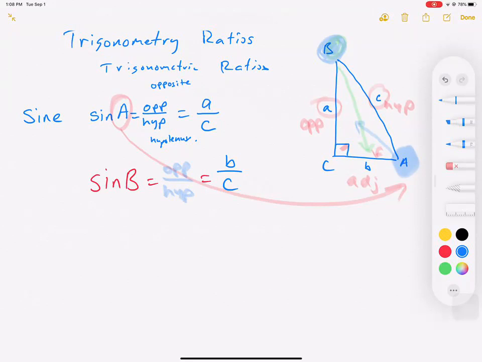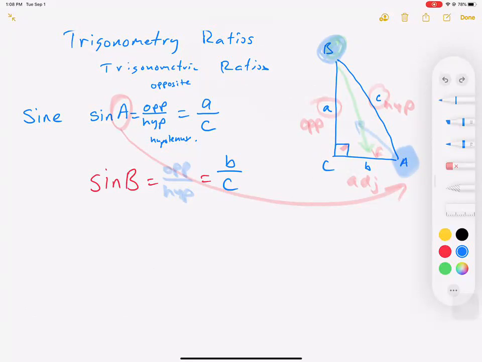We never say angle C, the right angle, because the opposite and the hypotenuse would be the same thing. So we never talk about the angle of the right angle. It's always the other two acute angles.